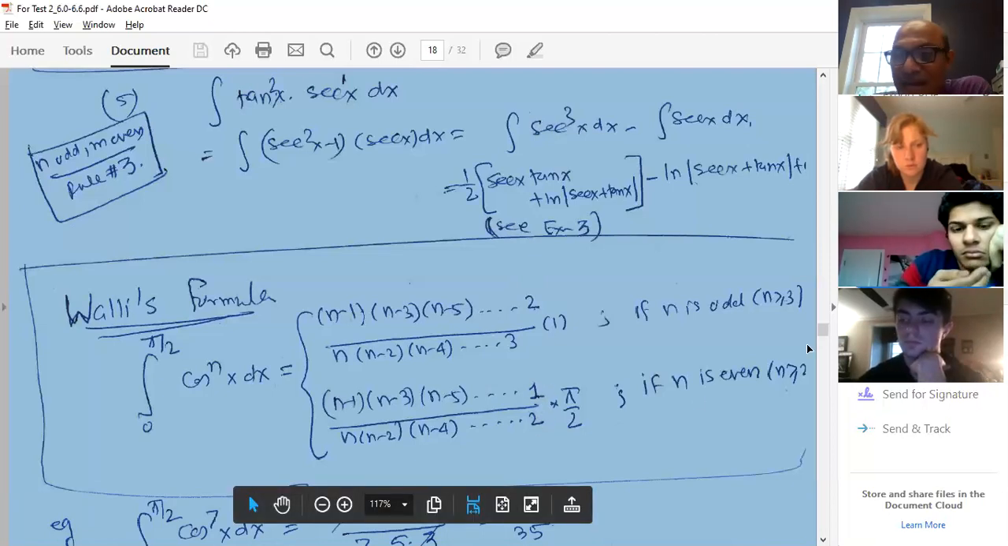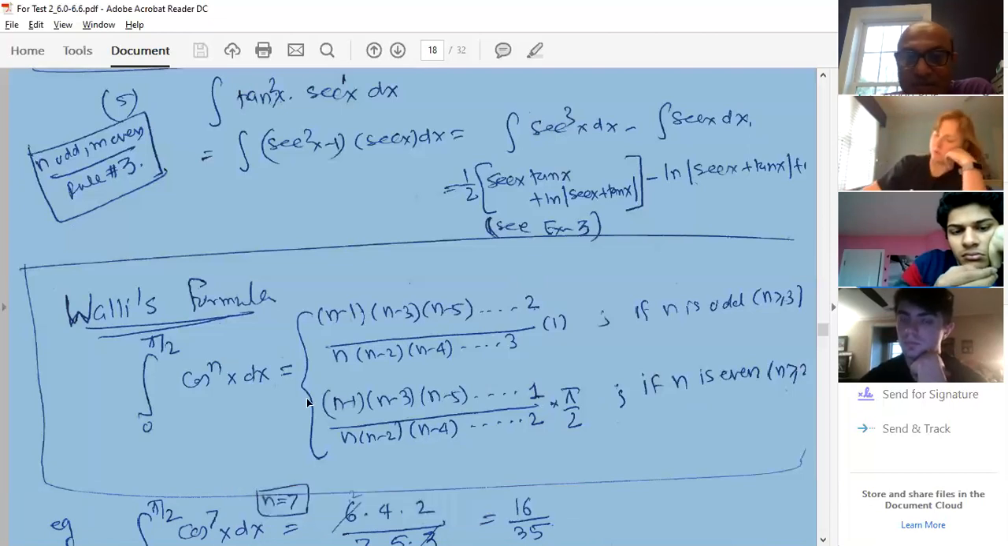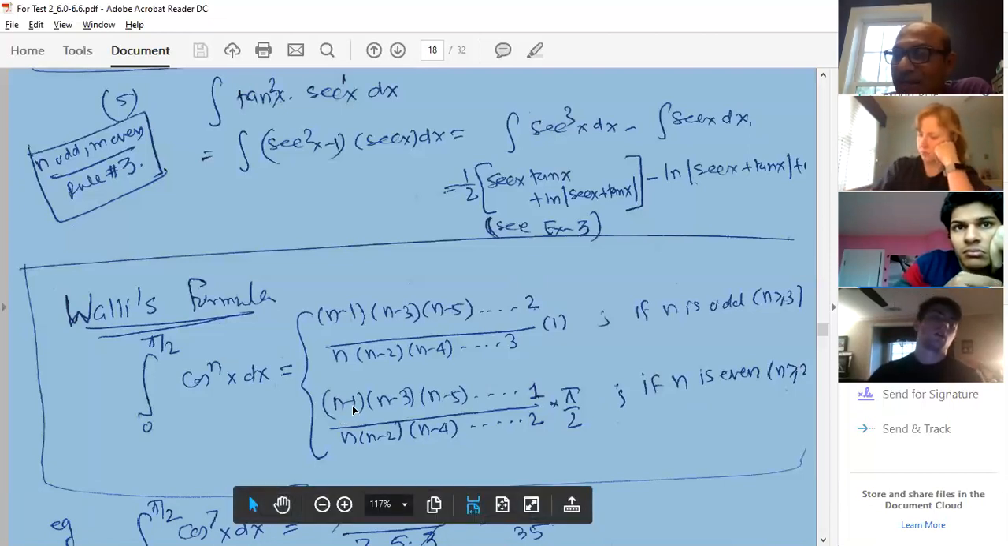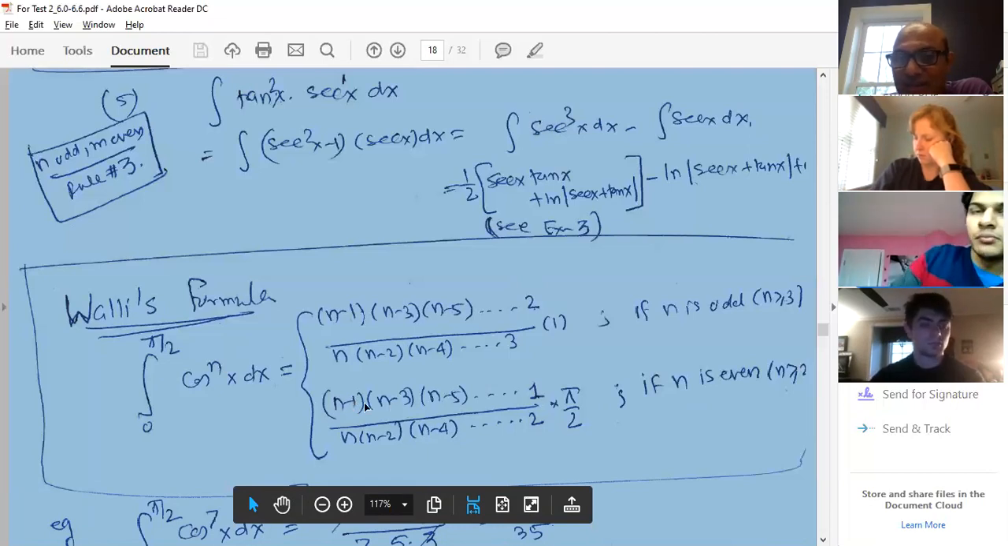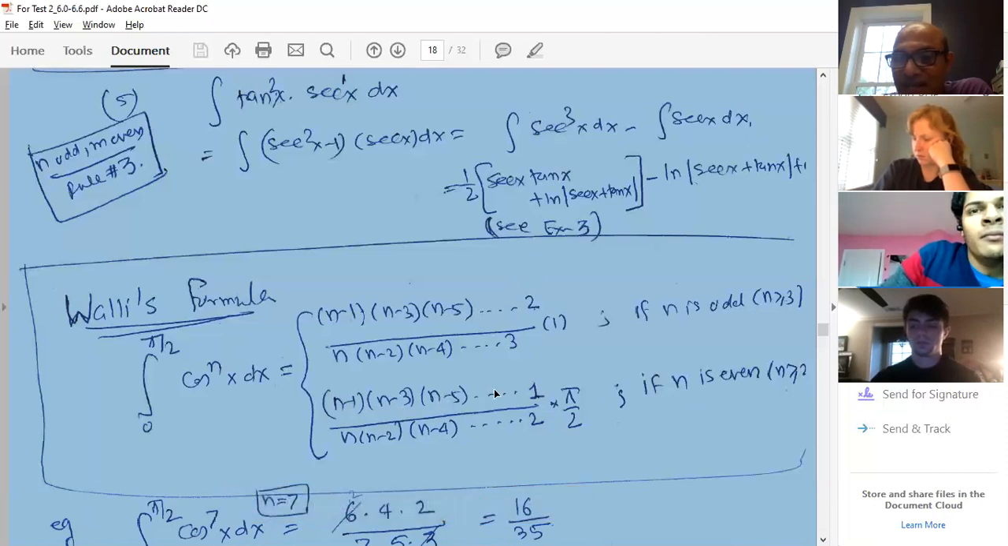As I told you, suppose my n equal to 10. If n equal to 10, 10 minus 1, I will start like this. 10 minus 1 means 9, then reduced by 2: 9, then 7, then 5, then 3, and then 1. See, I'm getting my 1.